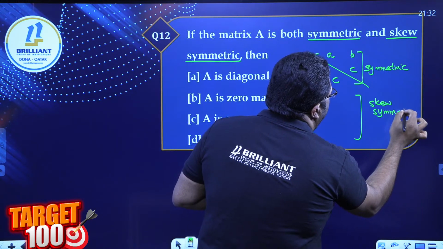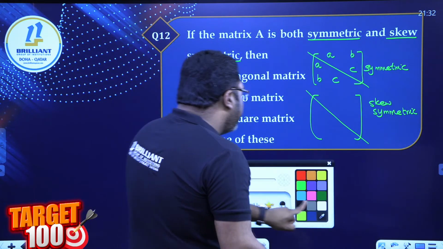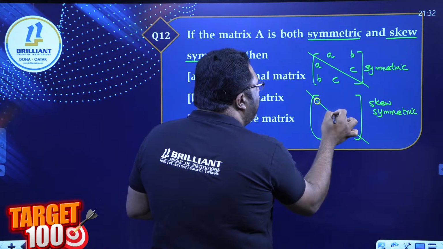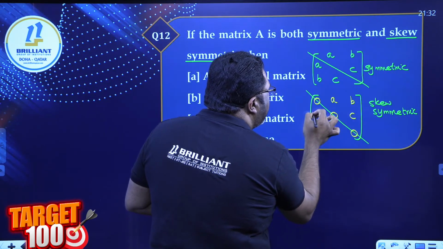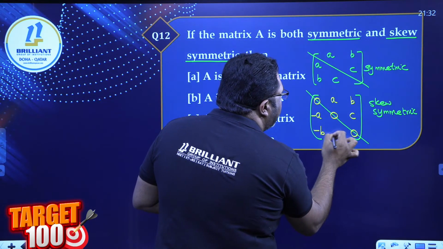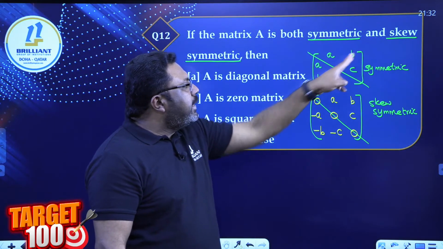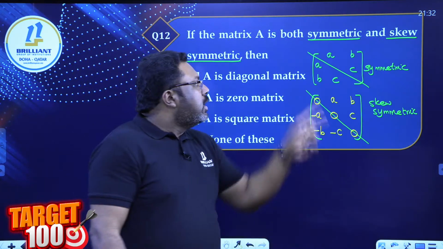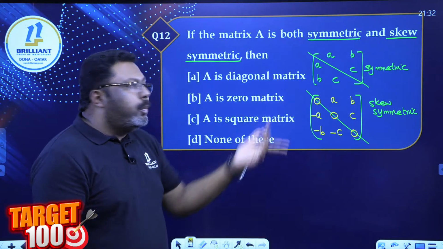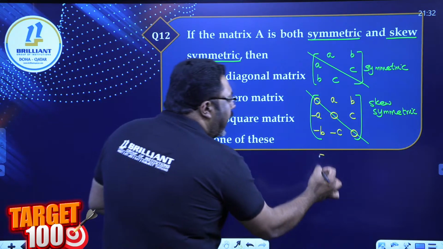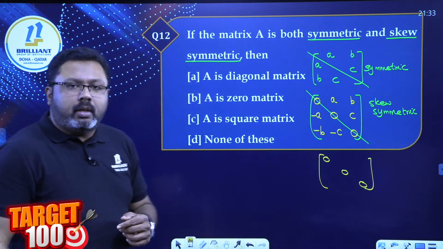But when it comes to a skew-symmetric matrix, the diagonal cannot be anything, the diagonal should be all 0 elements. And the triangle above the diagonal should have an opposite sign with respect to the triangle below the diagonal. Now, it has to be both symmetric and skew-symmetric. Symmetric says diagonal can be anything. Skew-symmetric says diagonal should be 0. Then the only option is diagonal should be 0. So my diagonal should always be 0 if the matrix has to be both symmetric and skew-symmetric.